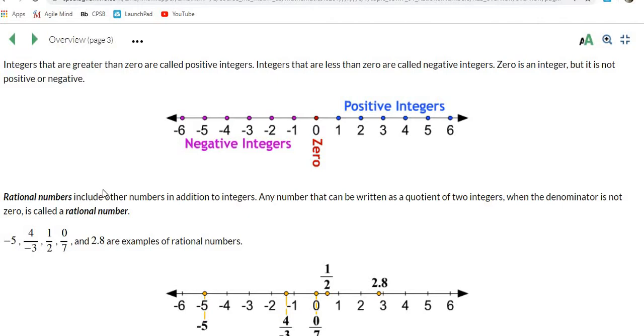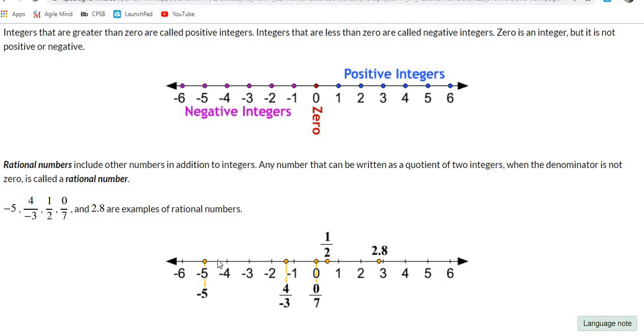Then we're going to learn the definition of rational numbers. The formal definition is any number that can be written as a quotient of two integers, and quotient means division, where the denominator is not 0. So all of these are examples of rational numbers on the number line. Rational numbers is anything in between the whole numbers on the number line, but it also can be a 0, a 1, a -1. Rational numbers encompasses everything.